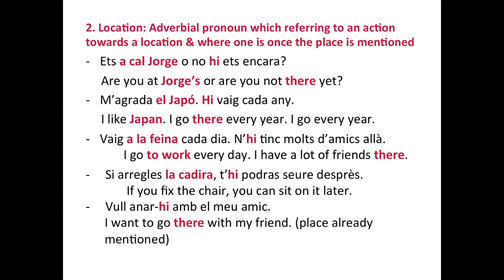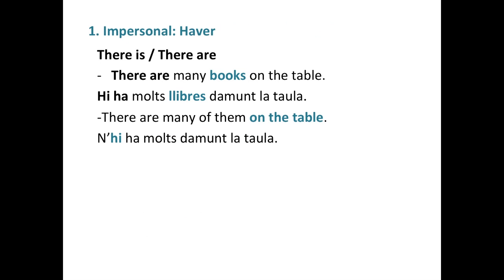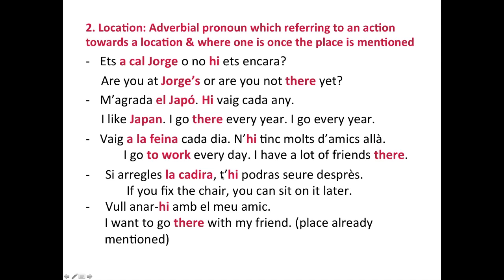In the last case, it didn't mean anything, it just meant "there are". It's just the impersonal. In this case, you have to have mentioned the proper name before. So let's begin with this. Are you at George's or are you not there yet? "Ets a cal Jorge o no ets encara?" The "hi" here replaces the proper name, "a cal Jorge", George's, as the "there" does in this case.